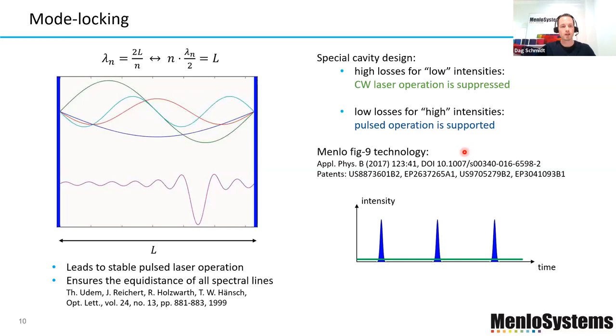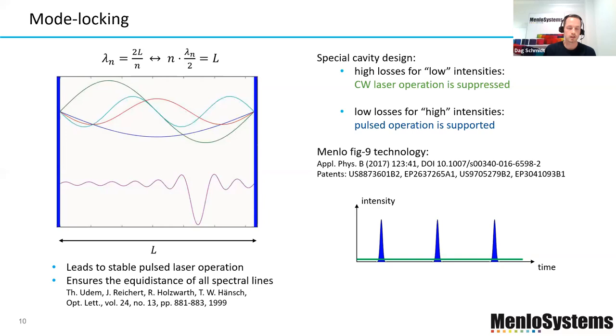And in the case of Menlo, we're using the so-called figure 9 technology. This is a technology which is based on a nonlinear amplifying loop mirror. And it works with phase shifts between counterpropagating pulses rather than with separable absorbers, which has a few advantages. And yeah, this is a worldwide patented technology. It's an all polarization maintaining design, and it gives you intrinsically very low noise fiber-based laser oscillator.